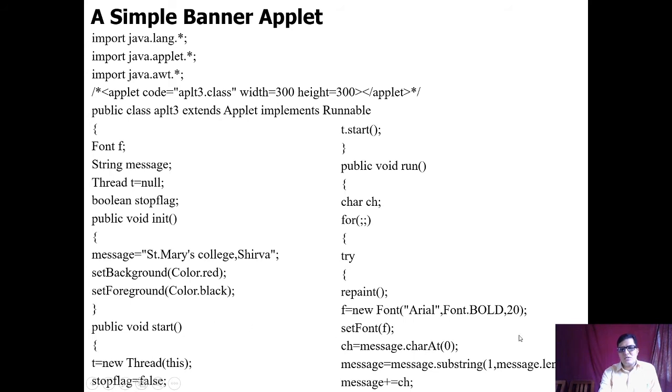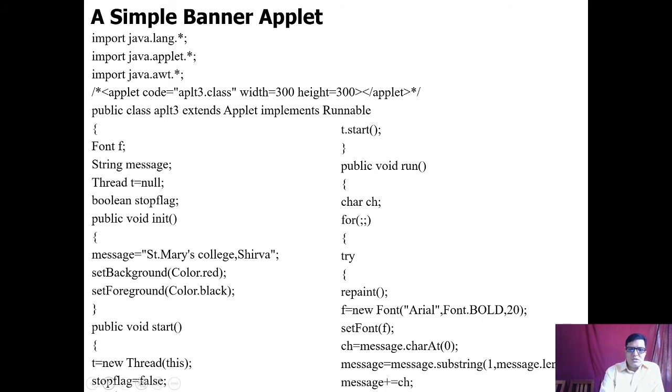Next, message is equal to message.substring. The substring is also used to extract, right? We are extracting one character. What are we extracting? Characters from message.length. As we know, message.length is 24 or 25, right? So the first character index is 0, and next you are appending: message is equal to message plus ch. Message is equal to message plus ch. Okay. So what is the first character? Yes. Okay. So that will be stored in your message.